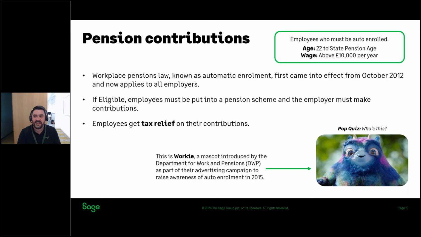His name is Worky. He was a mascot introduced by the Department for Work and Pensions as part of their awareness campaign for automatic enrolment in 2015, which was round about the time when the smaller employers, those with 50 employees or less, staged for auto enrolment. So it was both aimed at employers and employees. Do not ignore the workplace pension, I think was the tagline, and Worky is a kind of physical representation of a workplace pension.